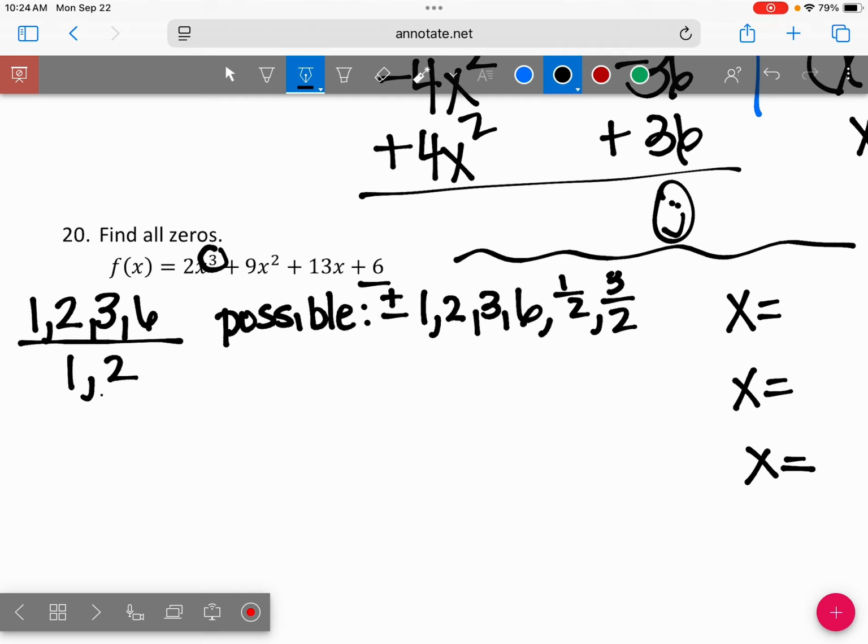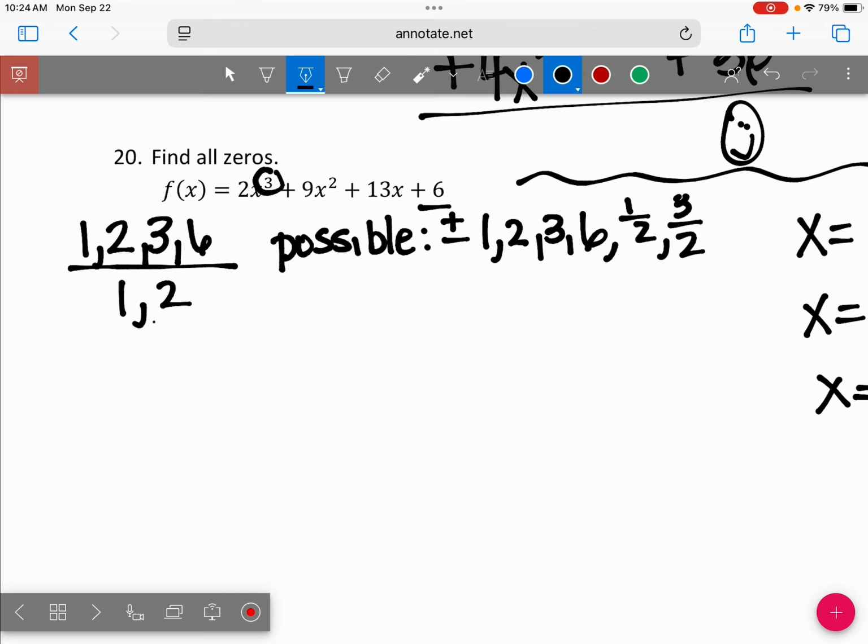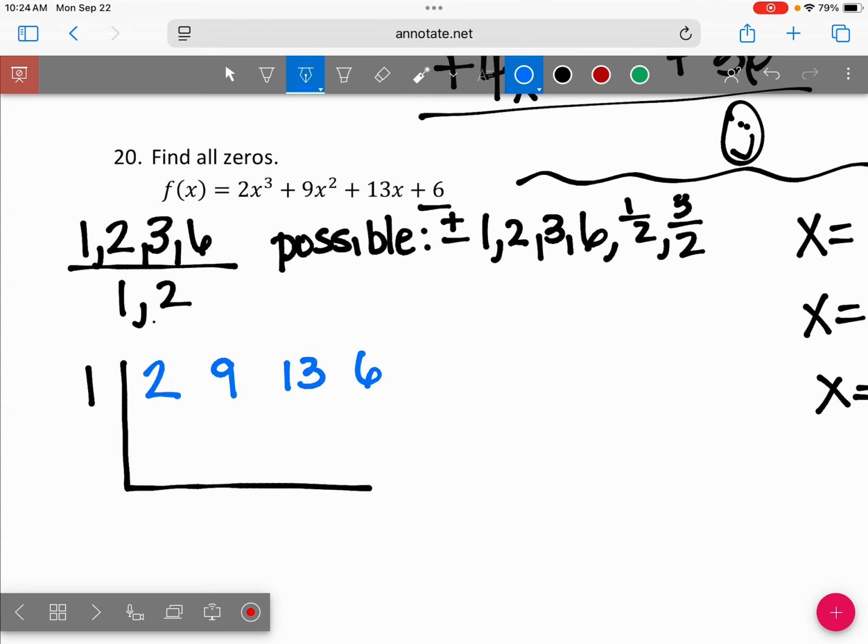So I need to find one answer. If I find one, then I could factor it or use the quadratic formula to find my last two. So I'm going to test +1. Let's look at my terms. I have 2, 9, 13, and 6. Let's see if 1 will work. You could also do f of 1 to see if you get a remainder of 0, but if you do that, you'll still have to go back and do synthetic. So I usually just do synthetic to test.